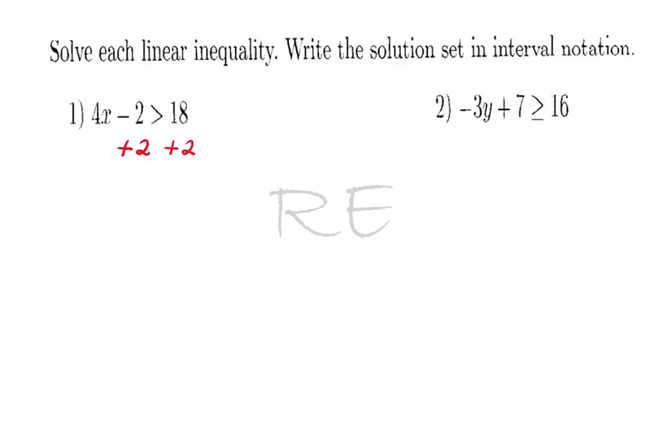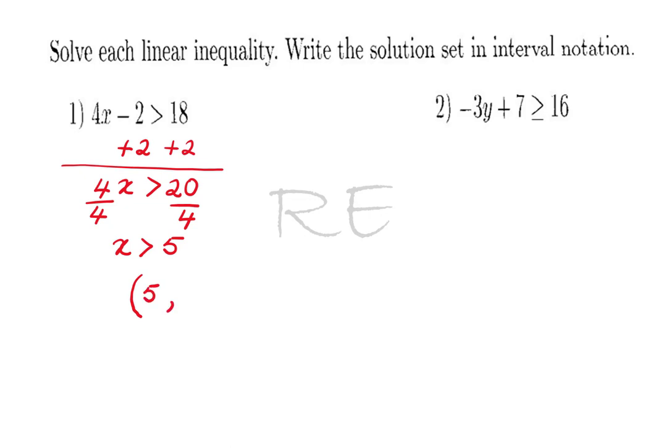For 4x minus 2 strictly greater than 18, we add 2 to both sides. 4x is strictly greater than 20. We divide by 4, which is a positive number, so the inequality doesn't change. x is greater than 5. In interval notation, 5 is not included, open parenthesis, and we go all the way to infinity, and infinity is not included, close parenthesis.